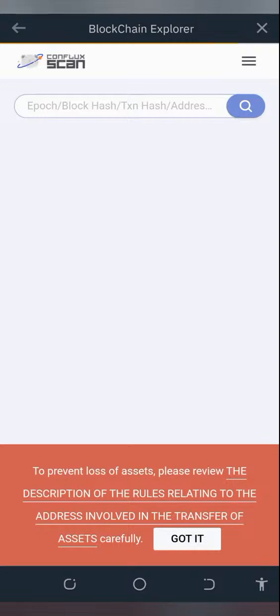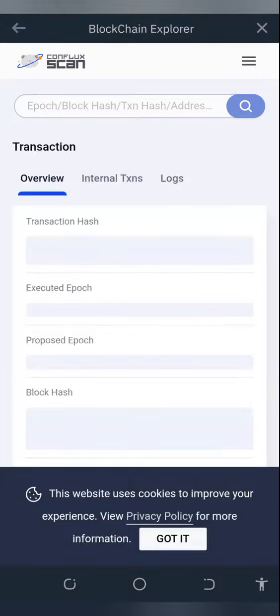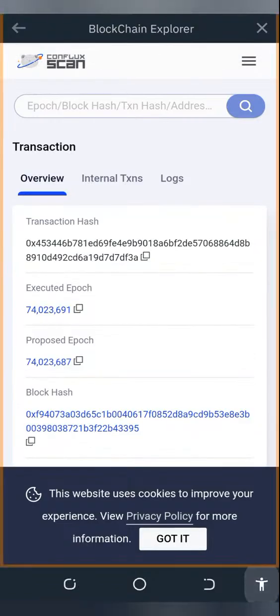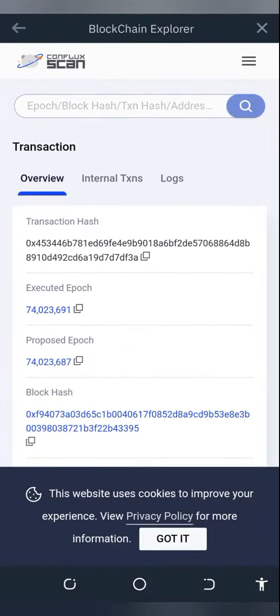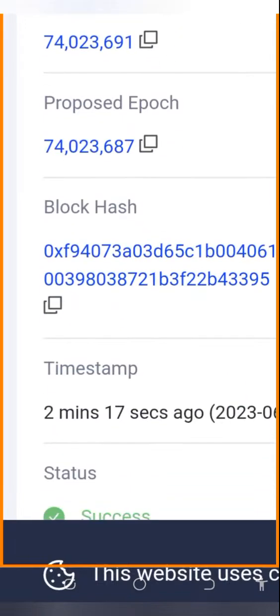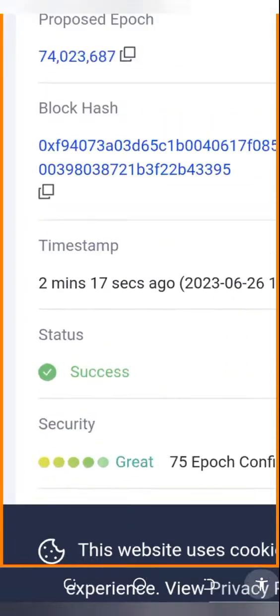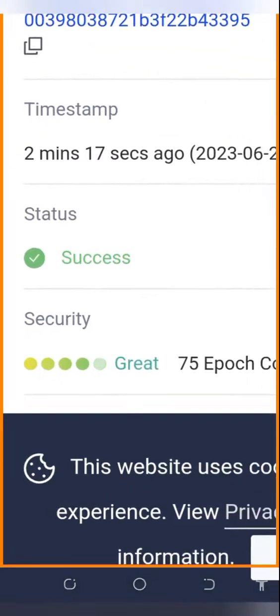Okay, to prevent the loss of assets, please. Oh, what's all this? Okay, got it. Let's see what is going on here. Is there anything we need to check? Which is this? Conflux Scan. All right, it's still doing its thing. Okay. Still working. It says success. Status is success.